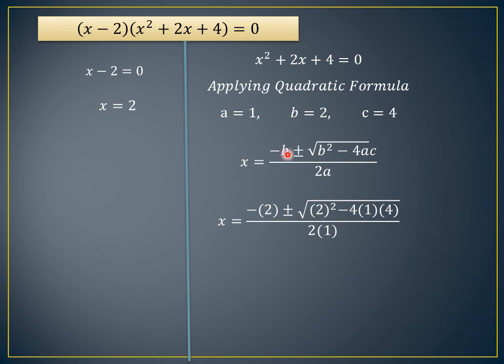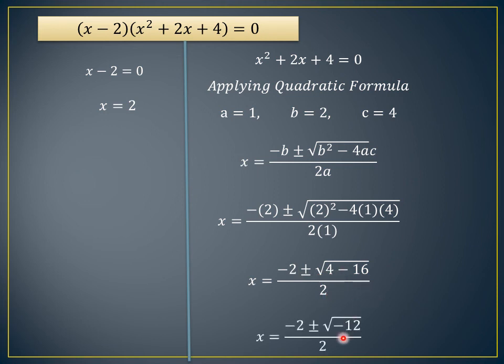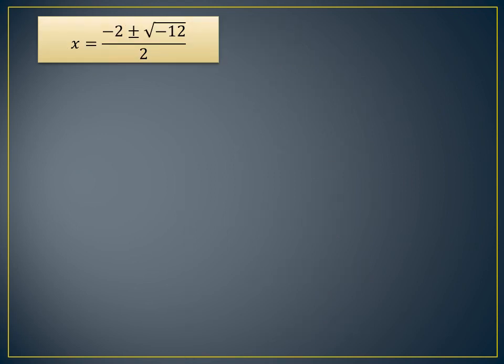Putting all the values in the given formula, we will get minus 2 plus minus under root 2 square minus 4 into 1 into 4 over 2 into 1. Opening the brackets and after taking the square, we will get minus 2 plus minus under root 4 minus 16 over 2. 4 minus 16 will become minus 12. So we are having minus 2 plus minus under root minus 12 by 2. The root of 12 will be 2 under root 3.